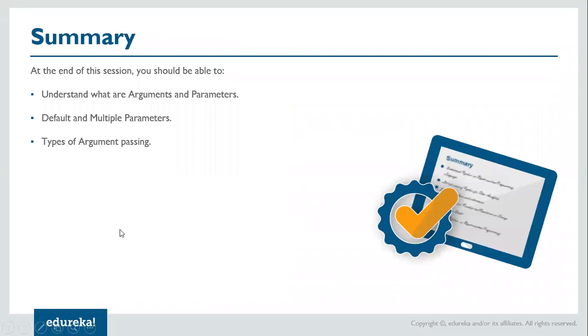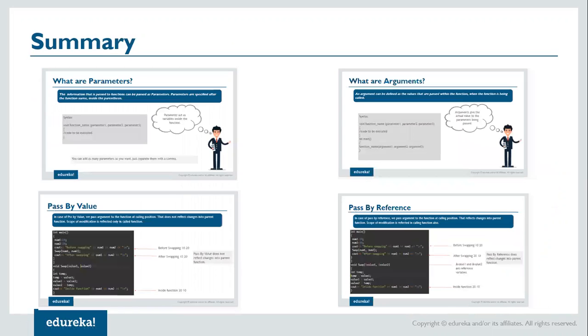Moving on, to summarize the discussion, at the end of this session you should be able to understand what are arguments and parameters, right? These are the terms which we make use of interchangeably. Arguments or parameters are the values which we pass to a function. Then we have seen a function having default parameter or a function being called with multiple parameters. And then we have also seen type of argument passing, which is pass by value and pass by reference. So to summarize, we have seen what are parameters, what are arguments, what is pass by value, and what is pass by reference. That's all in this discussion.